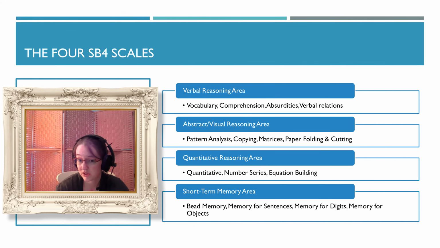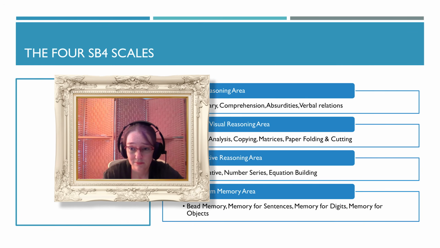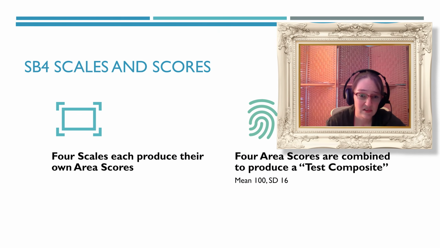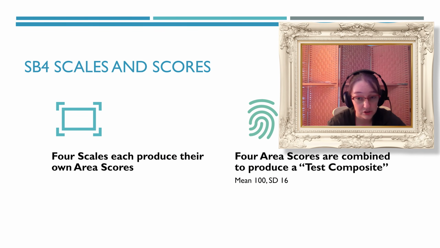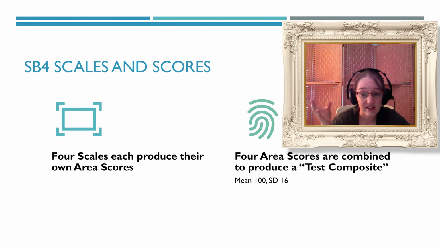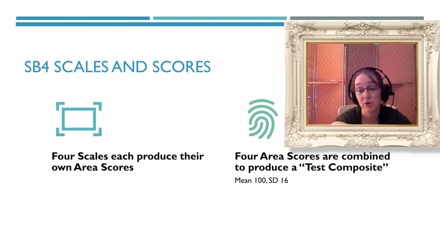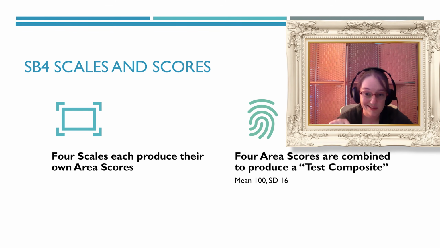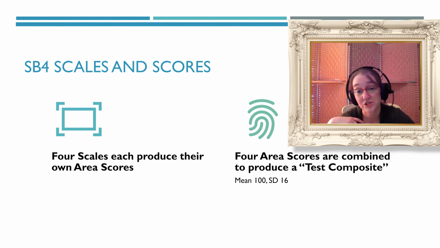And last, you've got short-term memory, which is the bead memory task, memory for sentences, memory for digits, and memory for objects. In the short-term memory scale, the 2 subtests for both forward and backwards are lumped into the memory for digits. These 4 scales produce their own area score, and the 4 area scores are combined to produce a test composite. This has a mean of 100 and a standard deviation of 16.